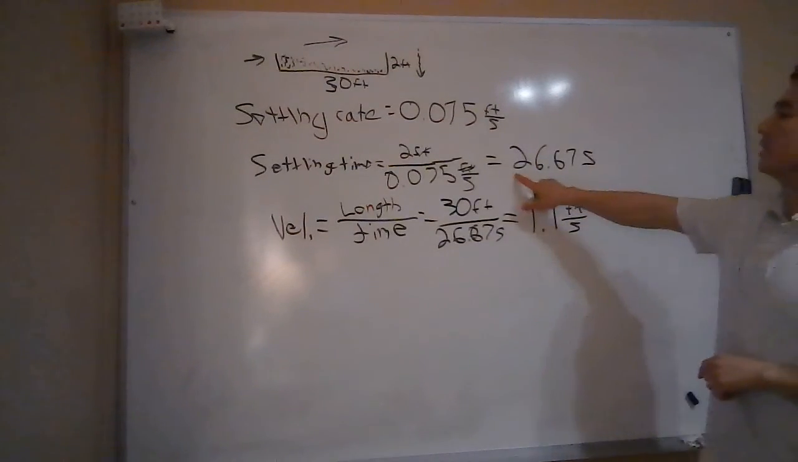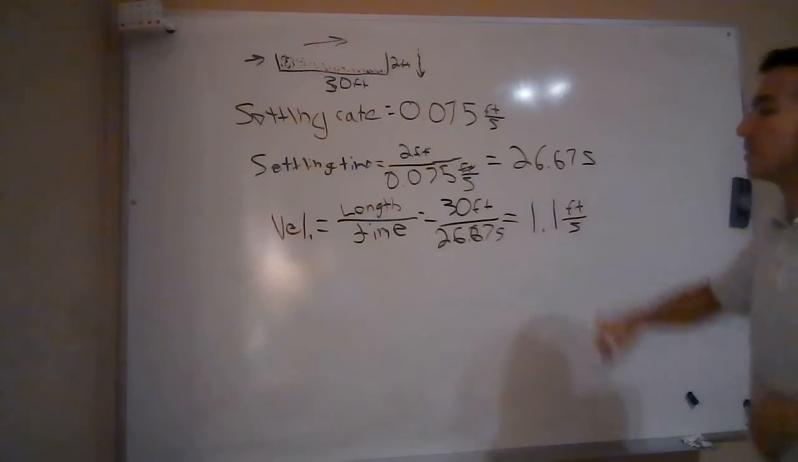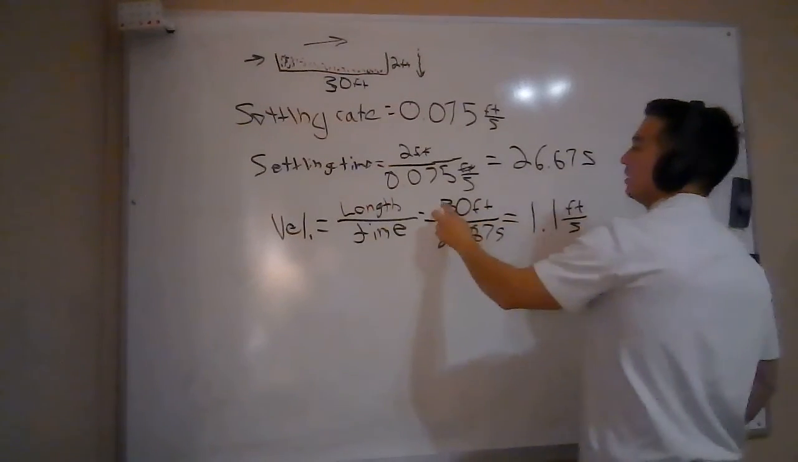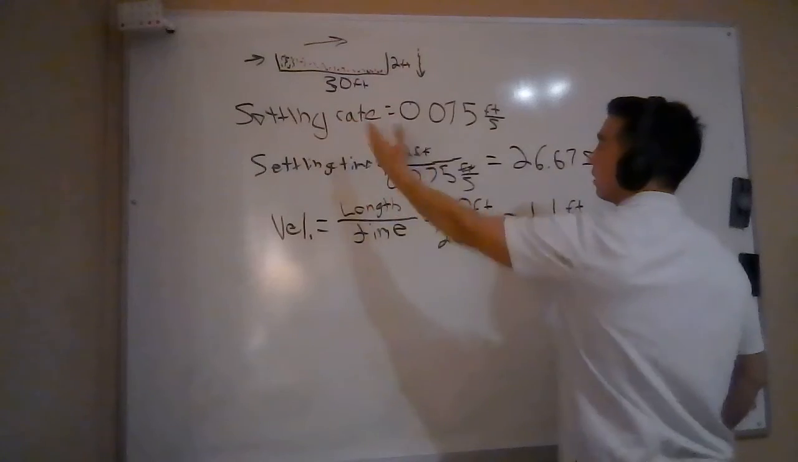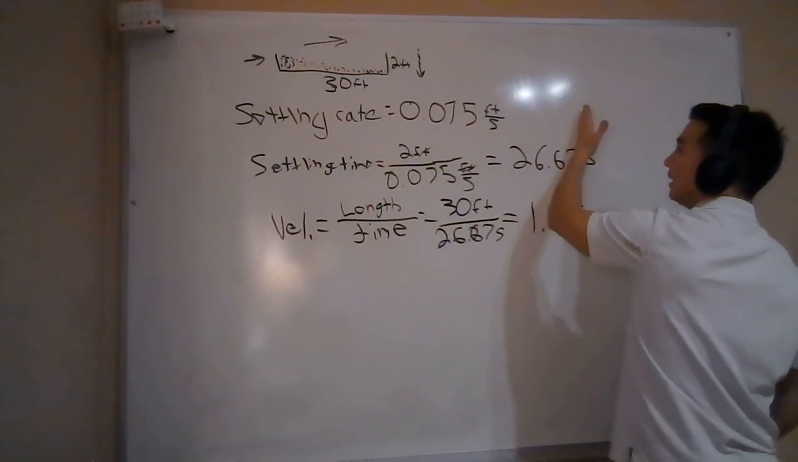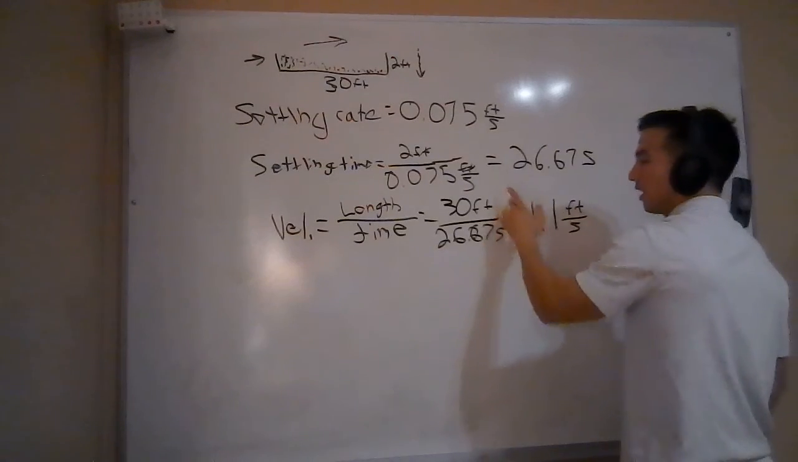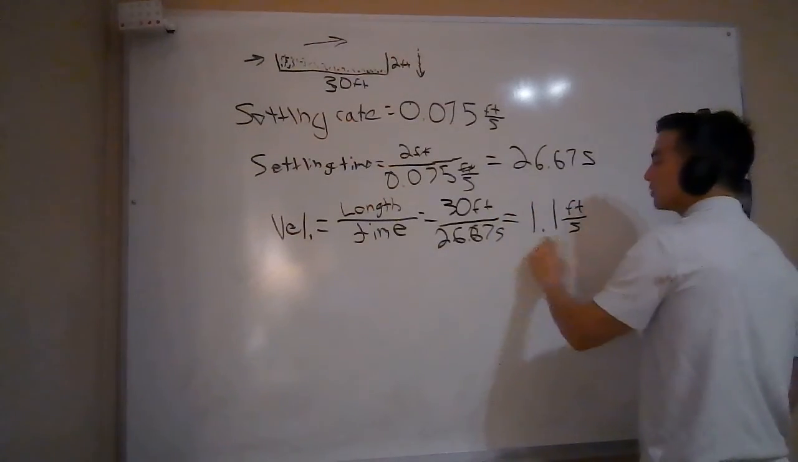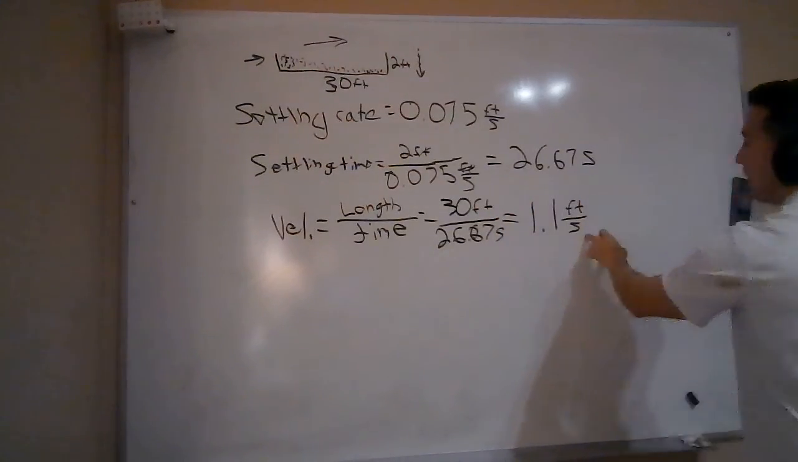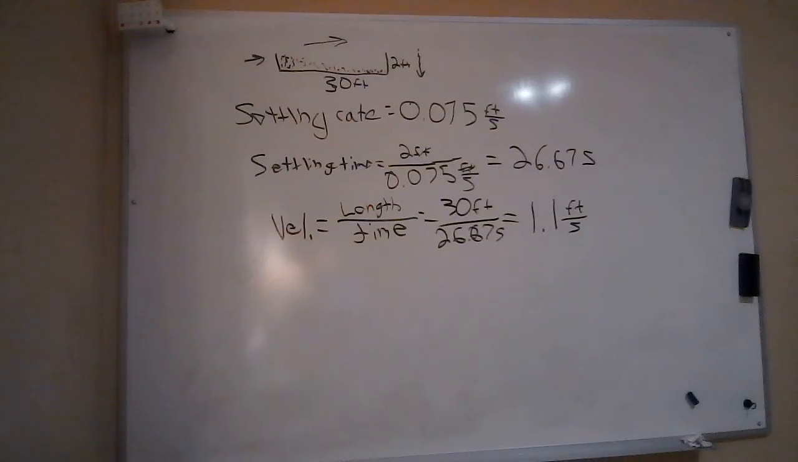Knowing how long it takes these particles to settle, we can say that, okay, in a 30-foot long window, we need that water to spend at least this 27 seconds there. So our length divided by time gives us 1.1 feet per second as our max velocity for this grit channel.